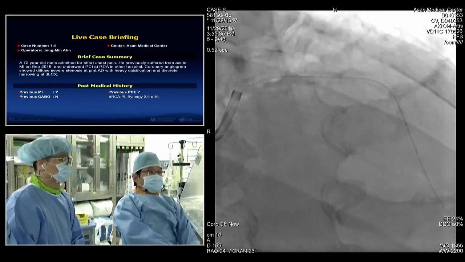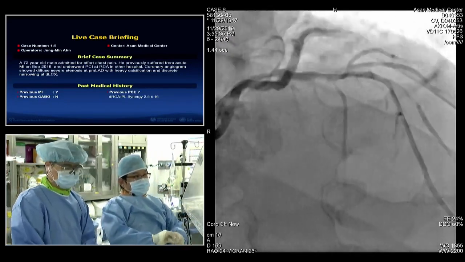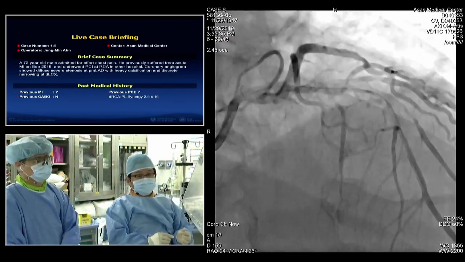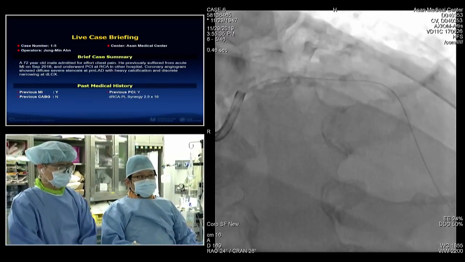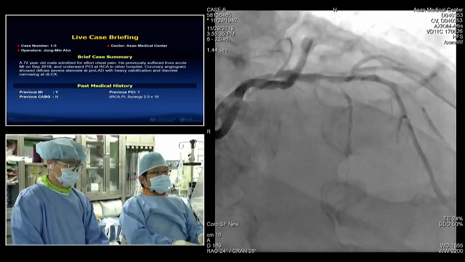Almost the same. Okay, I inserted the wire. I tried to insert the IVUS catheter. I failed, so I applied a 2.5 high pressure balloon. And then I inserted the IVUS catheter. Could you show us the IVUS?